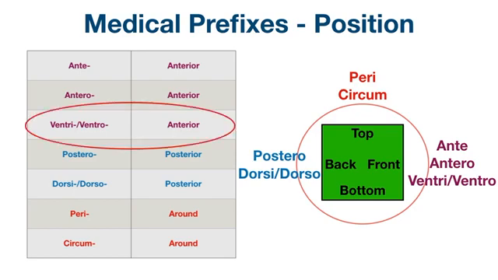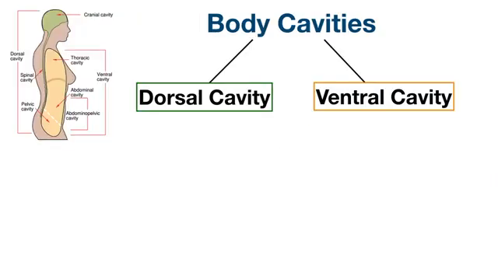We learned that the prefix ventri means stomach, abdomen, toward the front, or the anterior aspect of the body. We also learned the prefix dorso means back or posterior. Now that we know dorsal means back or posterior, and ventral means front or anterior, we can apply those terms to the dorsal cavity and ventral cavity.